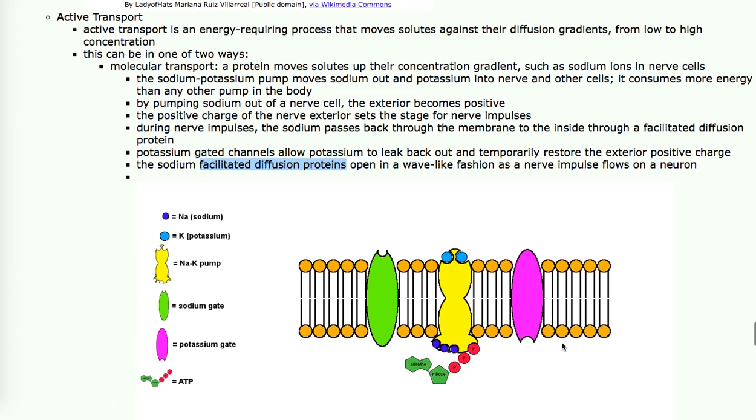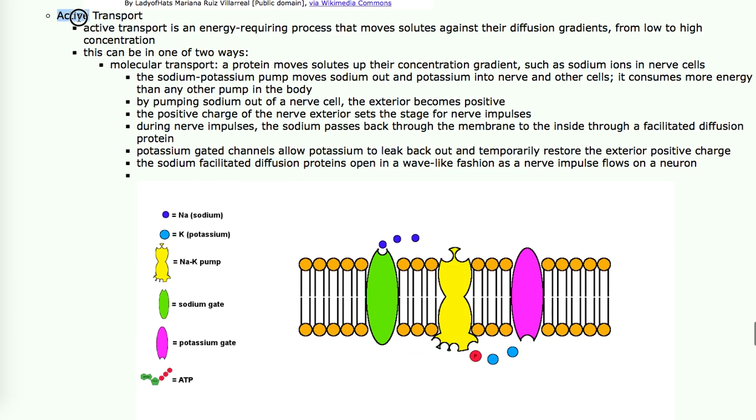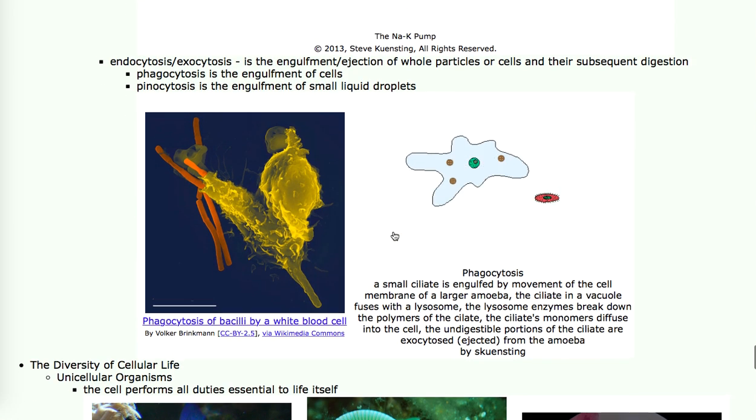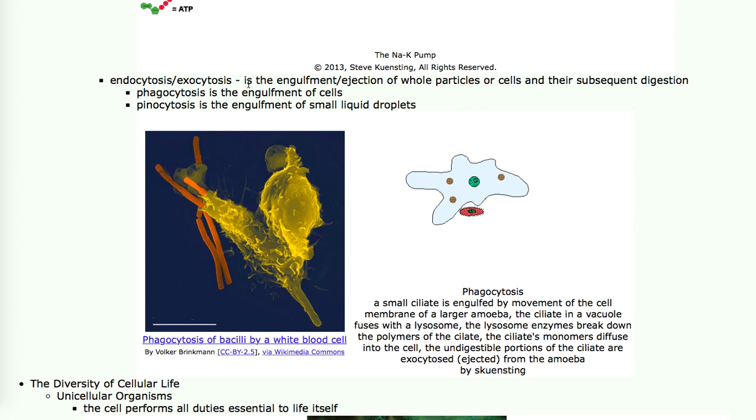Now, the other way, there were two types of active transport, if you remember. This is the first type, where you have proteins that pump chemicals through the membrane. The other way is endo or exocytosis. This is where a whole cell is engulfed. This is like a white blood cell right here, and it's eating a microbe, and it digests the microbe with a lysosome. So let's watch it from the top here.